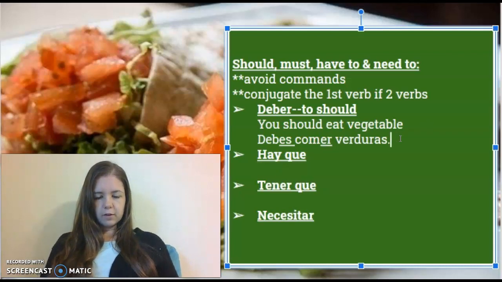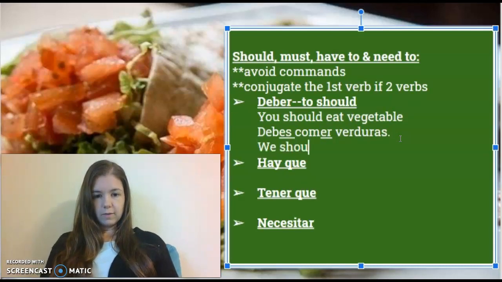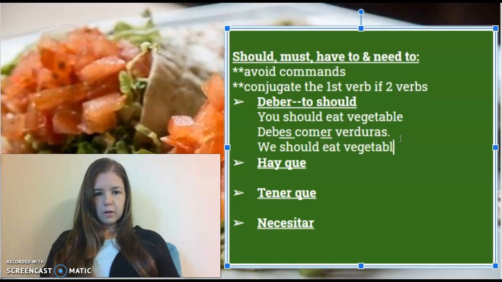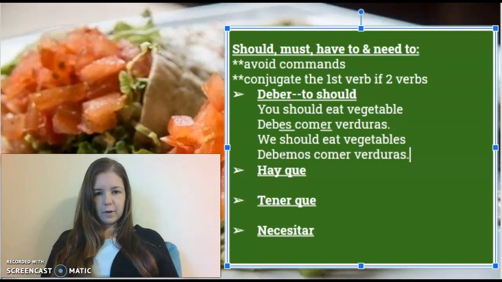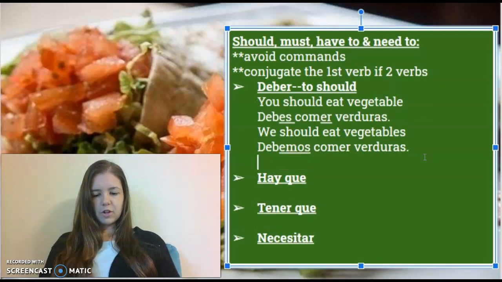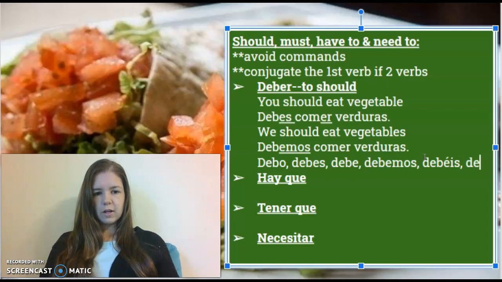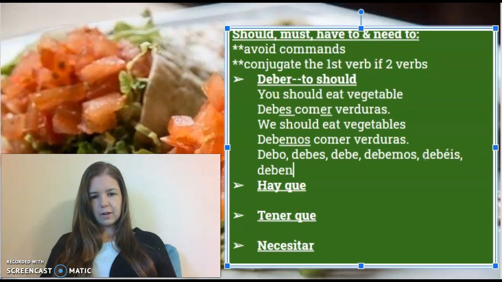Let's say I want to say we should eat vegetables. Then it would be debemos comer verduras, because the ending of debemos agrees with my subject, which would be we. So for instance, I could conjugate the verb deber: debo, I should; debes, you should; debe, he, she, usted should; debemos, we should; debéis, y'all, vosotros should; deben, they should, ustedes should.